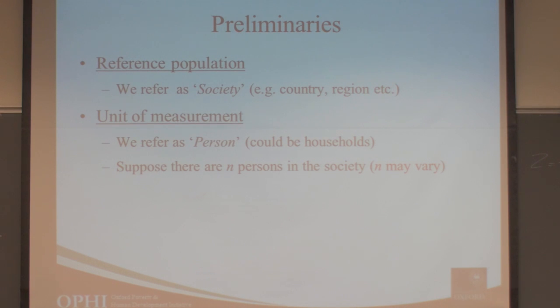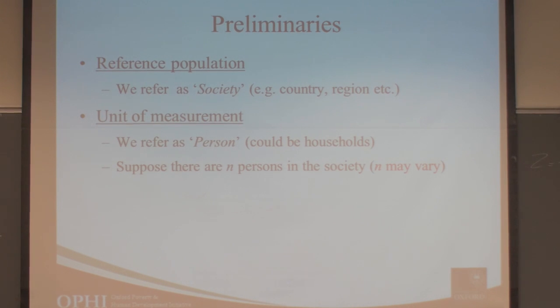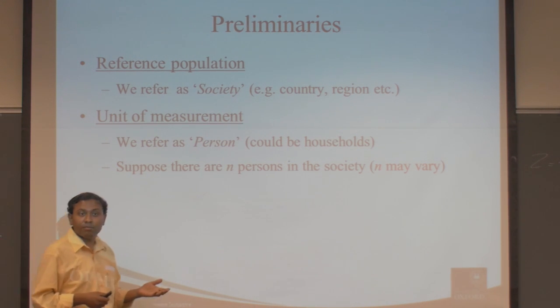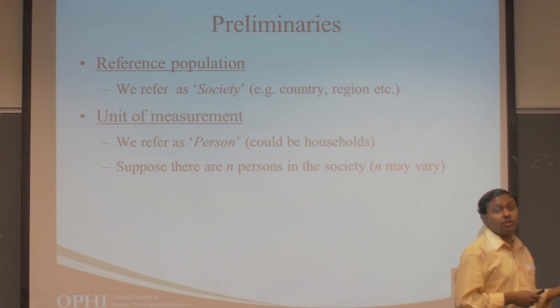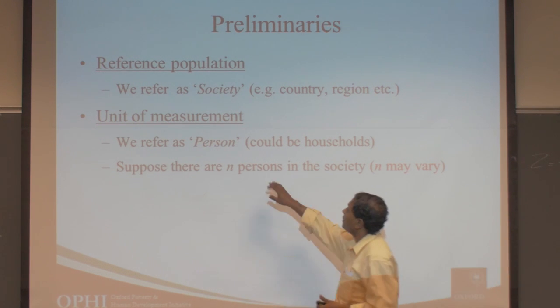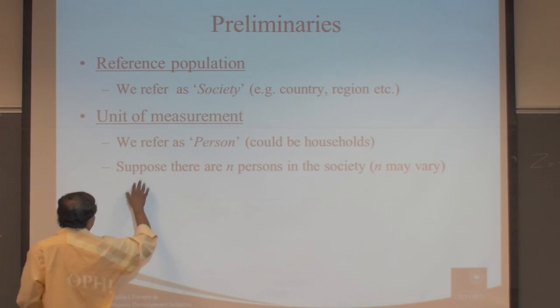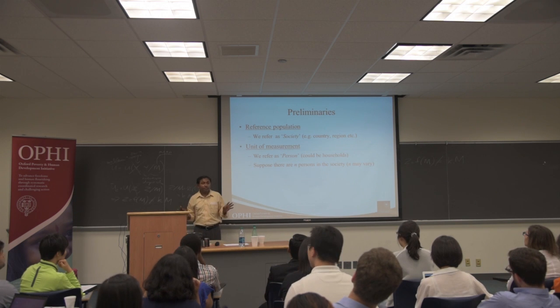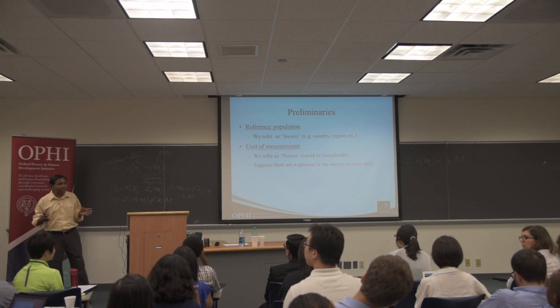The unit of measurement we refer to as a person. Identification can take place at the household level as well. If you are interested in child poverty, then each unit of observation, unit of measurement, would be children. You leave out the rest. When you are doing a Women Empowerment Index, probably your unit of observation or unit of measurement would be women, not men. We would refer to them as a person, just a general term. And we assume that there are n persons in the society. N can vary because we'll be comparing societies, countries, regions of different population sizes.